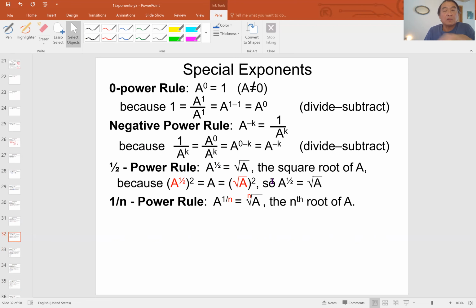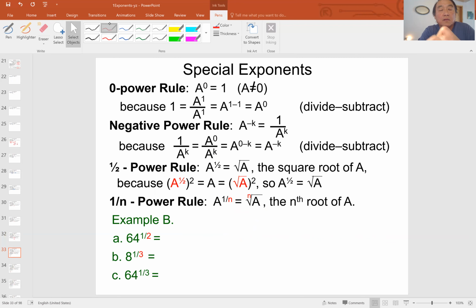And 1 over nth power means nth root, because if I raise it to the nth power, I get the same thing. So 1 over n is the nth root. So how do we read fractional power? We read fractional power by always reading the denominator first. 64 to the half means square root. 1/3 power means cube root. 1/3 power of 64 is 4.